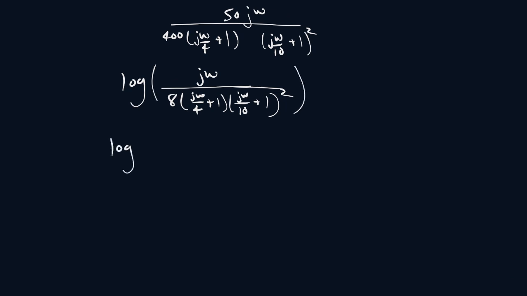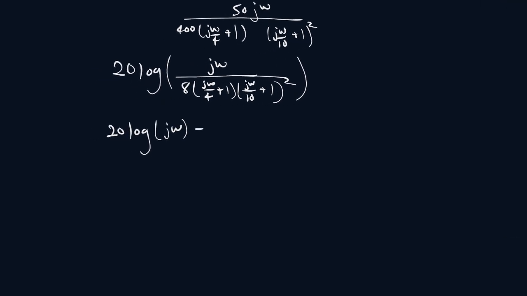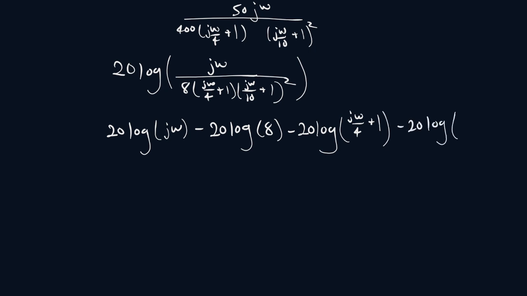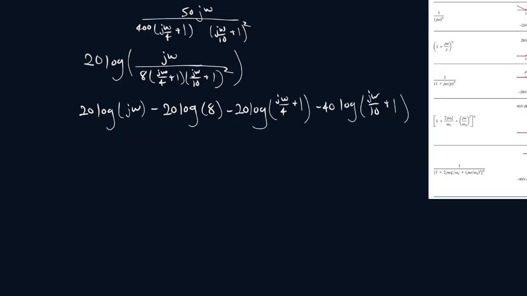So it'll be 20 log JW. Sorry, we're taking 20 log to all of this. My bad. So minus 20 log of 8, minus 20 log of JW over 4 plus 1, minus 20 log of JW over 10 plus 1 to the power of 2. And we can bring that 2 up here and have it be minus 40.